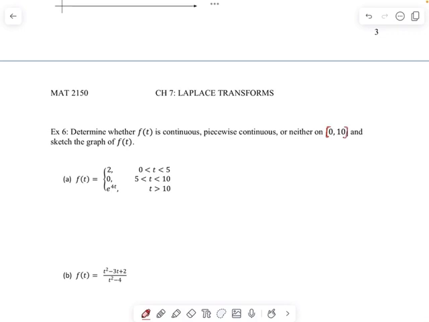And this function does not have a value at 0 and 10. So it is not continuous, because it doesn't have values at 0, 5, and 10. So is it piecewise continuous? Let's see. In order for it to be piecewise continuous, again, the first important thing is that it should have values at the endpoints, which is 0 and 10, and we don't have that. So this is neither continuous nor piecewise continuous, so we will say neither.